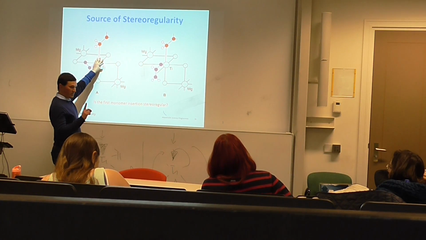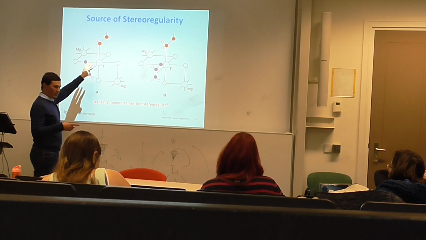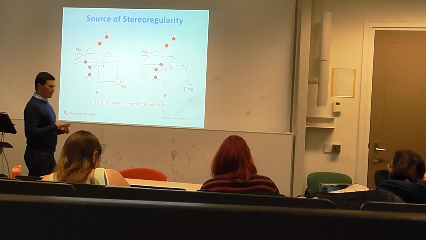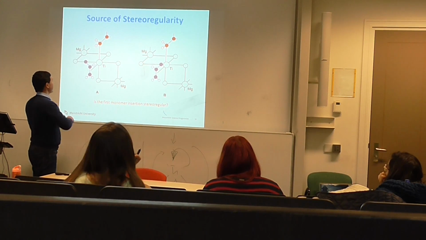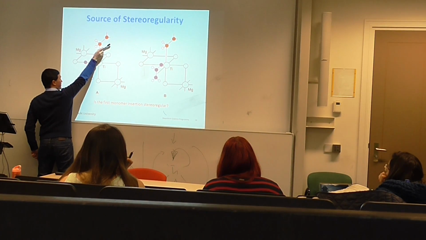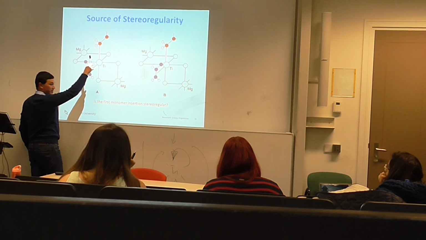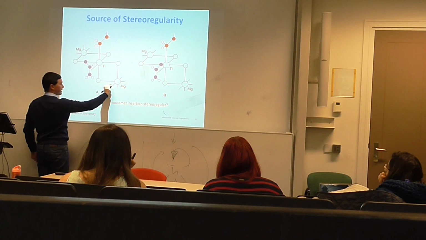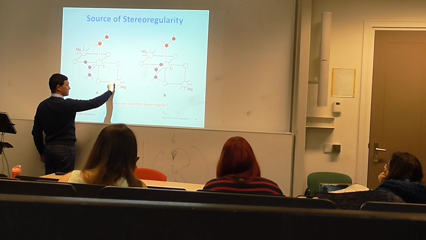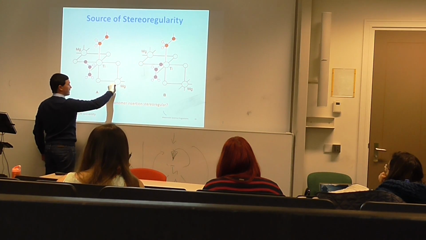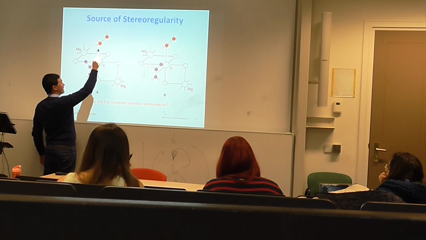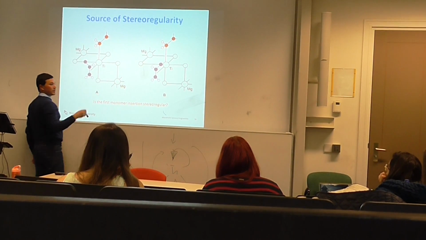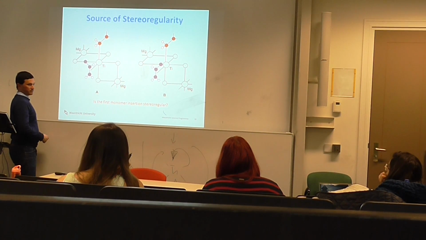So this is for one insertion. We have seen in the Cossee-Arlman mechanism that it is important what happens on both coordination sites. So in one case, there is something here which points your chain on the right hand side. After the insertion, the chain will be here. And after the first insertion, there is something here which will point your chain here. And the methyl will be pointing in that direction. So yes, it is important and it affects. We will see later this.